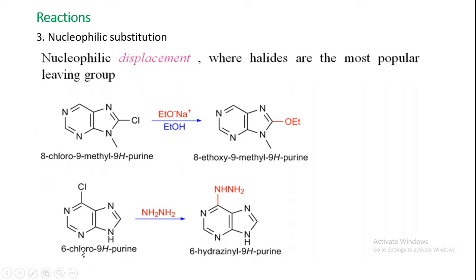Then see, this is another nucleophilic substitution reaction, 6-chloro-9H-purine. The chloro group will be substituted, nucleophilic substitution takes place at this position, chlorine is substituted and NH2 will be attached in this position. This is hydrazine, we know, so 6-hydrazinyl-9H-purine will be formed.